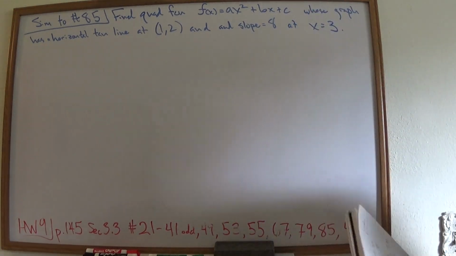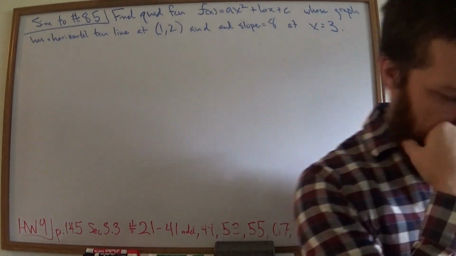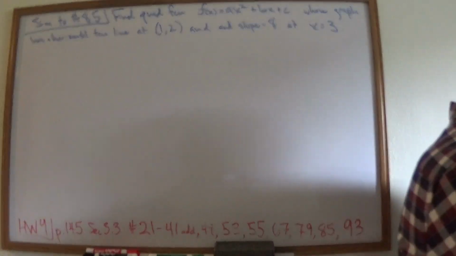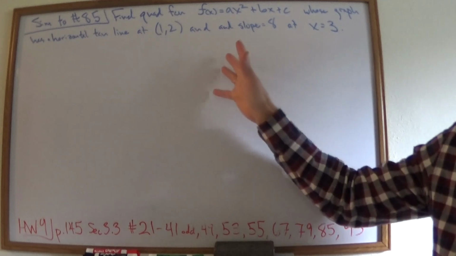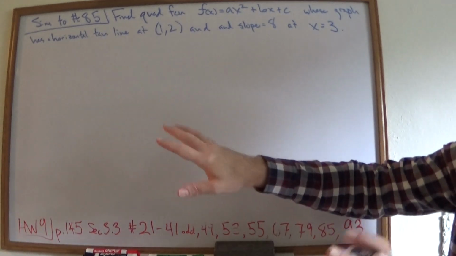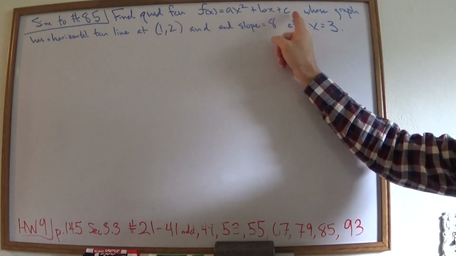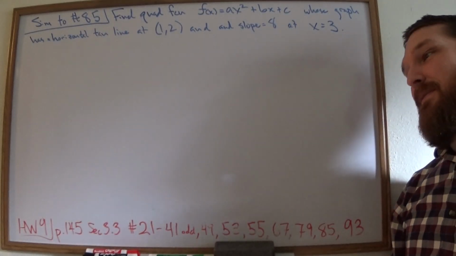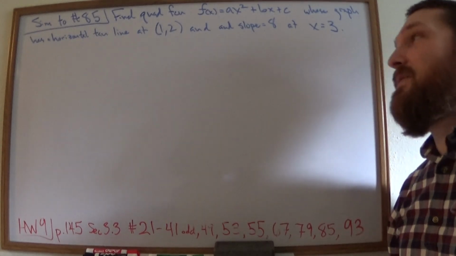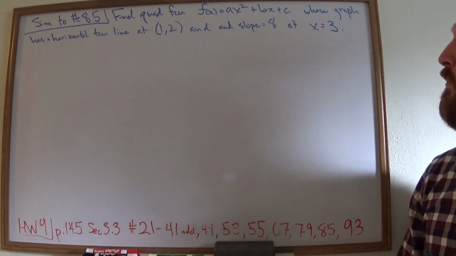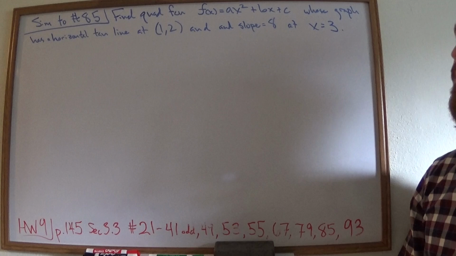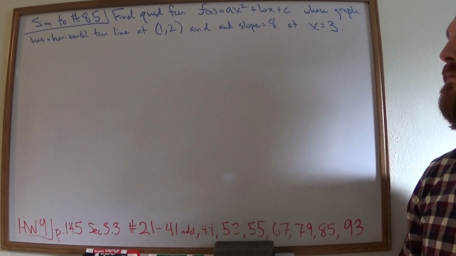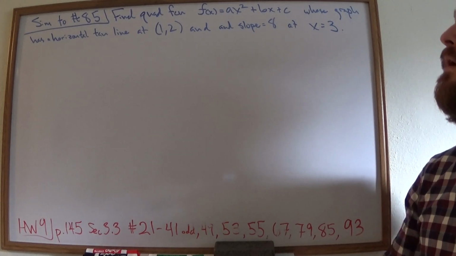First question. How many unknowns do we have? 3. A, B, and C. So in other words, this whole question is, we could say, find A, B, and C. So we have 3 unknowns. How many equations do we need? We need 3 equations. Slope is 8 at x equals 3, yeah. Plug in a 1, you get a 2.